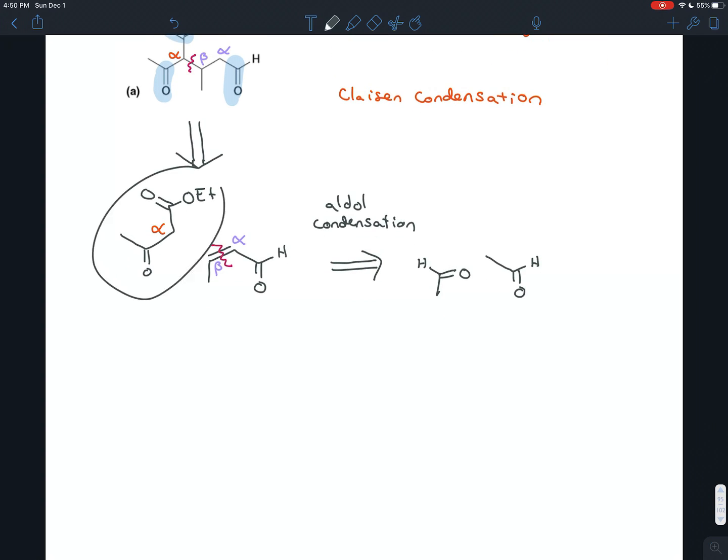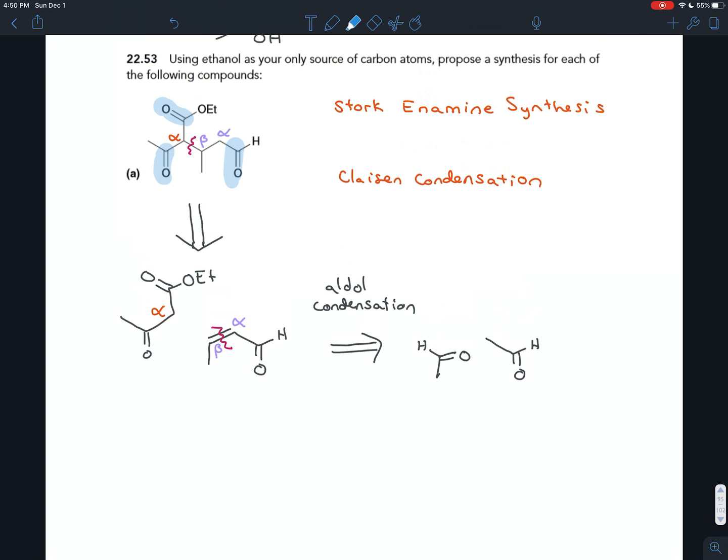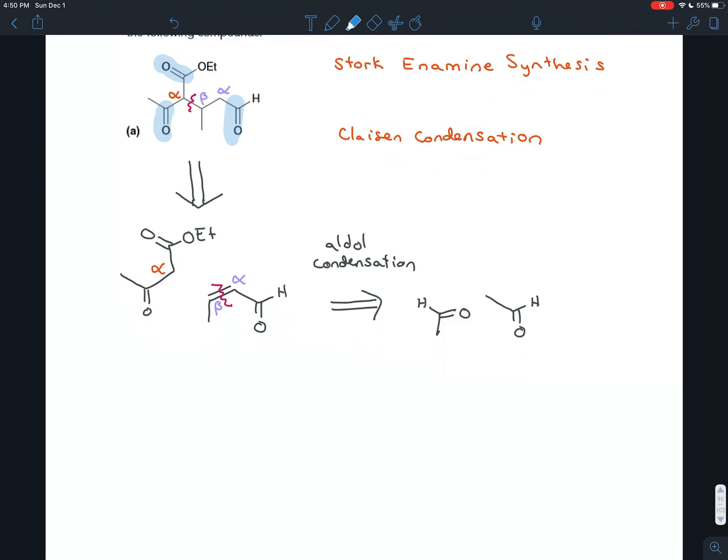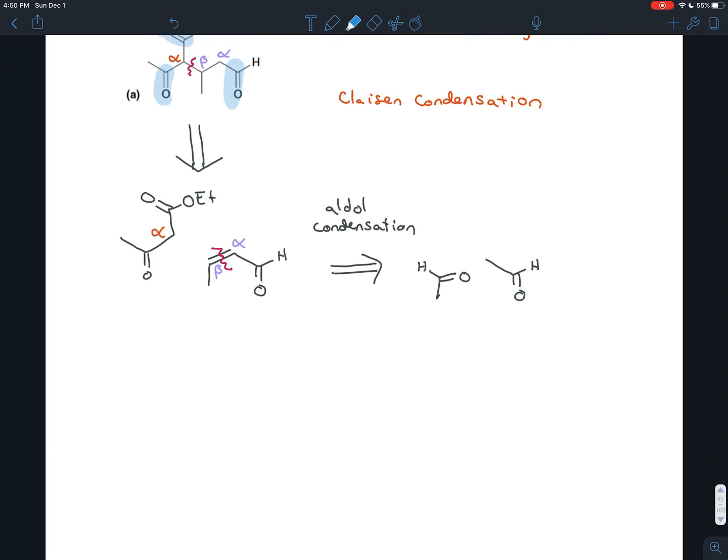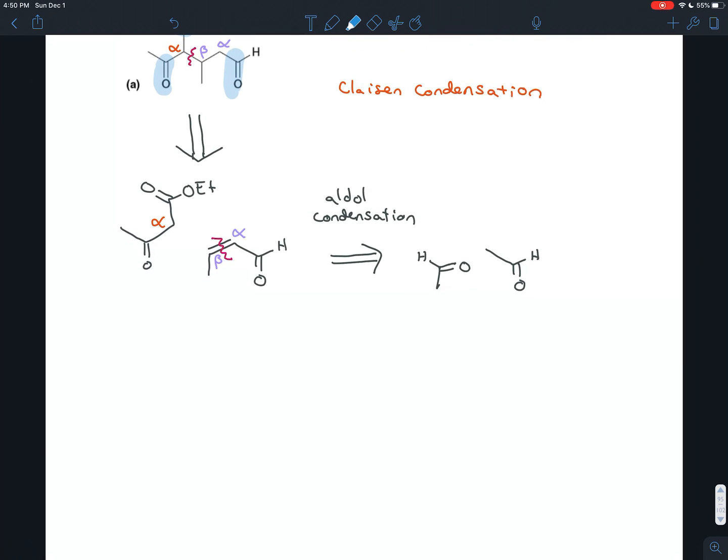Okay, now if we see this other molecule, you'll notice that this alpha carbon is actually alpha to two different carbonyls. So actually, we don't need to do the Stork enamine synthesis. This is already going to be a weak nucleophile. We could just do a regular Michael reaction. The question is, though, how can we make this?